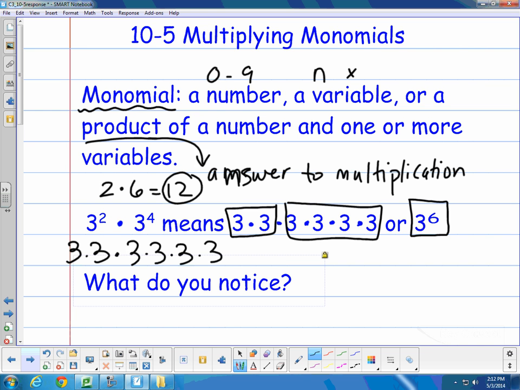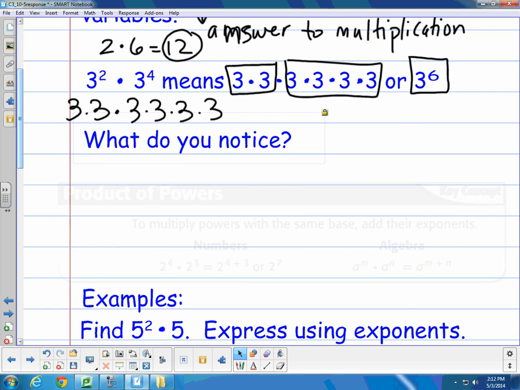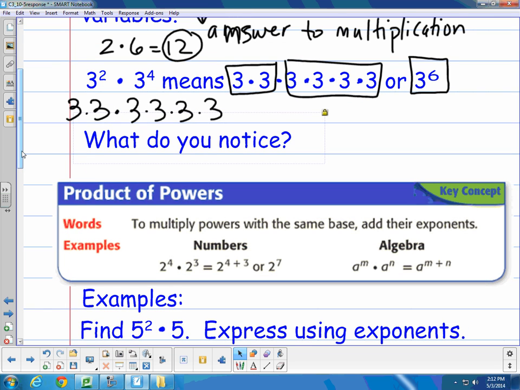So kind of like we talked about in our Get Ready for Chapter 10 way back a couple days ago, we are kind of combining our like terms, which is 3 is the same number, and putting it to an exponent to tell us how many times we want to multiply that number by itself. So we're looking for, what do we notice here? And this is in our book, of course, on page 545. The product of powers. Again, product we know is multiplication, and powers are a base with an exponent.